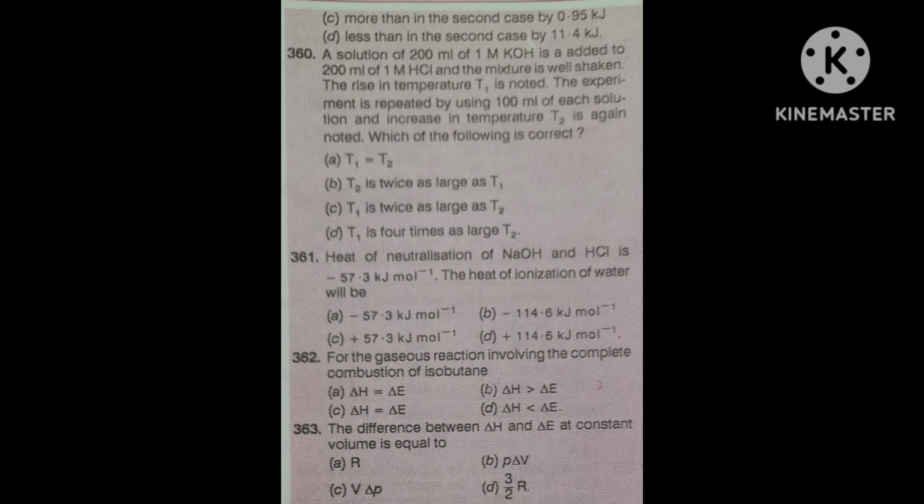Both are in gaseous form: CO2 is gas, and H2O is also vapor or gas. And C4H10, isobutane, is a gas, plus O2 gas. You have to write the balanced equation. If you do not write the balanced equation, you can't solve the numericals. For that purpose, this question is tough. Now, why do you require the balanced equation?